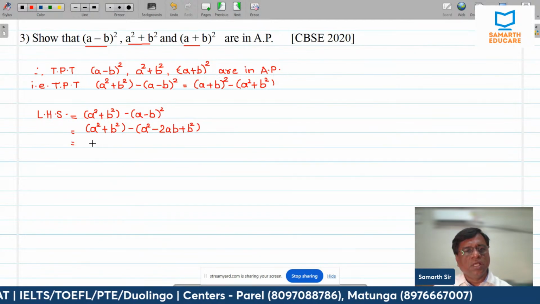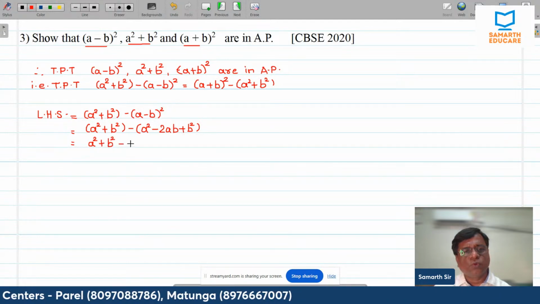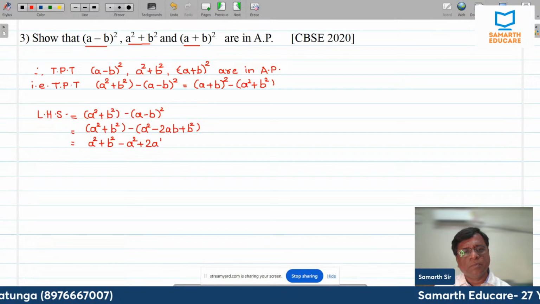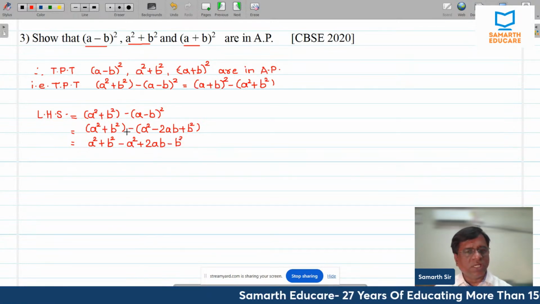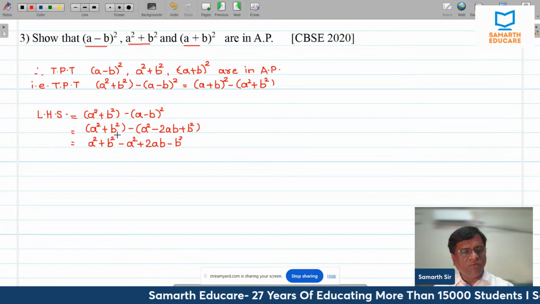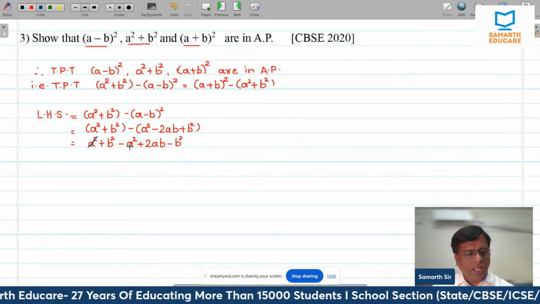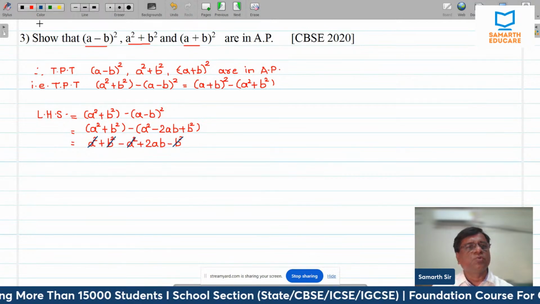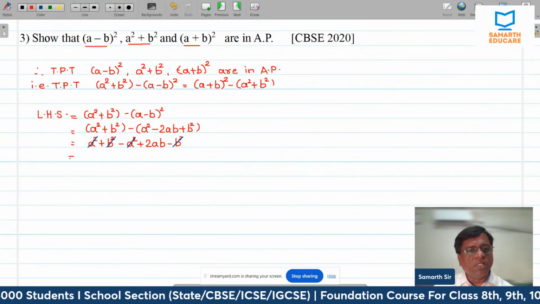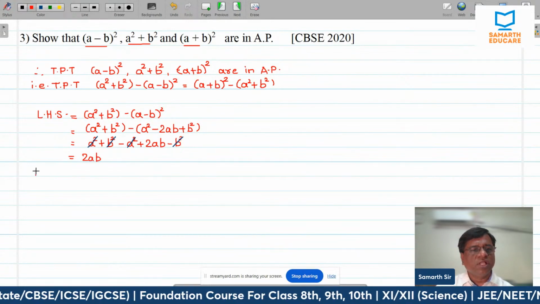That means a square plus b square minus a square plus 2ab minus b square. There is a minus sign outside, so inside the bracket the signs will change. Now because of this, a square and minus a square get cancelled, b square and minus b square get cancelled, and what remains with me is 2ab. This is my LHS. Let me check with the RHS.